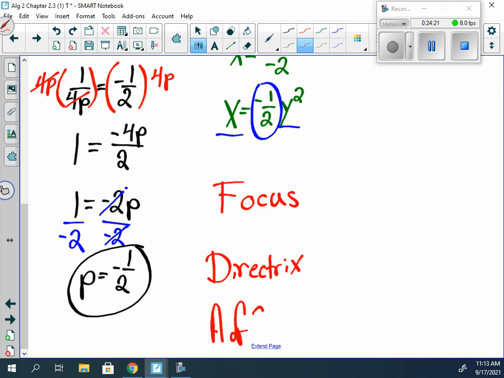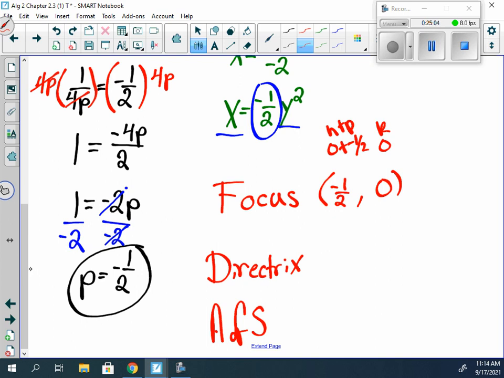Axis of symmetry. Now, because we do have the equation x equals, our focus is h plus p comma k. Our directrix is x equals h minus p, and our axis of symmetry is y is equal to k. So focus is h plus p and k. Well, h and k are both 0, so we know that's going to be 0 plus, what is p? What is 0 plus negative 1/2? So the focus is going to be negative 1/2 comma 0.